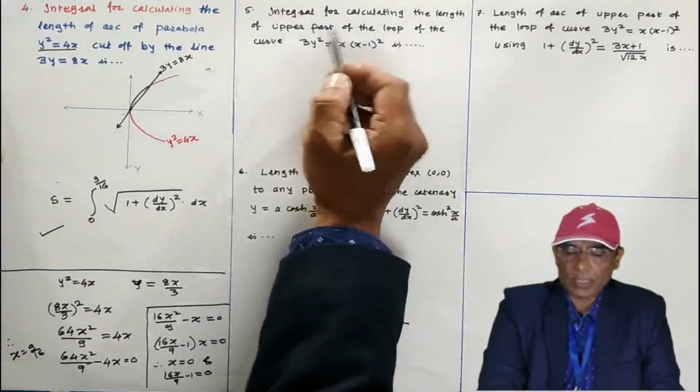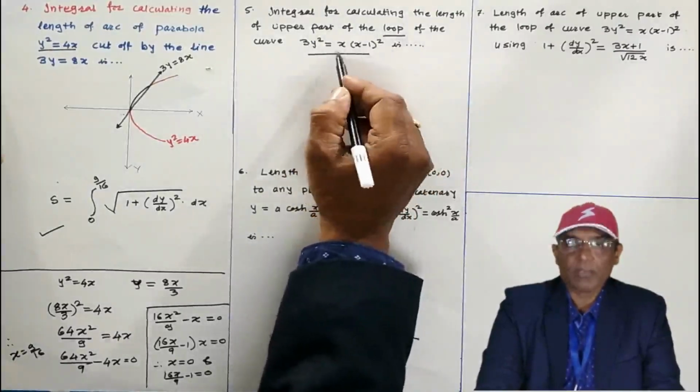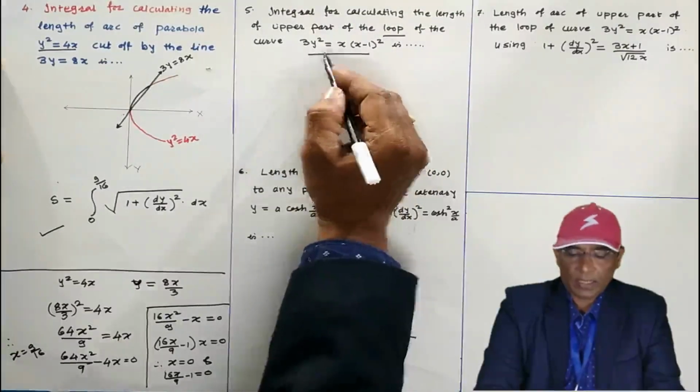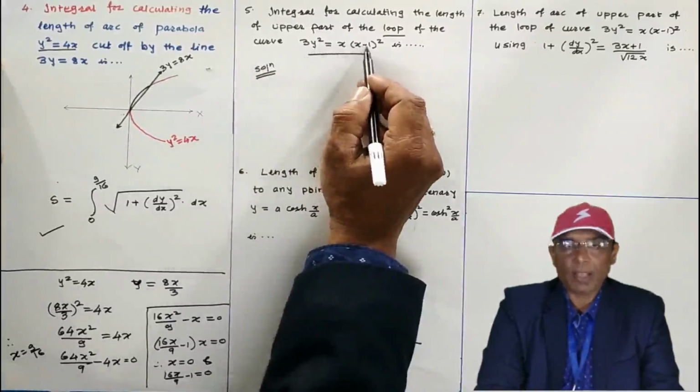The same type of problem again. Integral for calculating the length of the upper part of the loop of the curve. Okay, the equation of the curve is given. Again, in this equation, all even power terms of y are there.